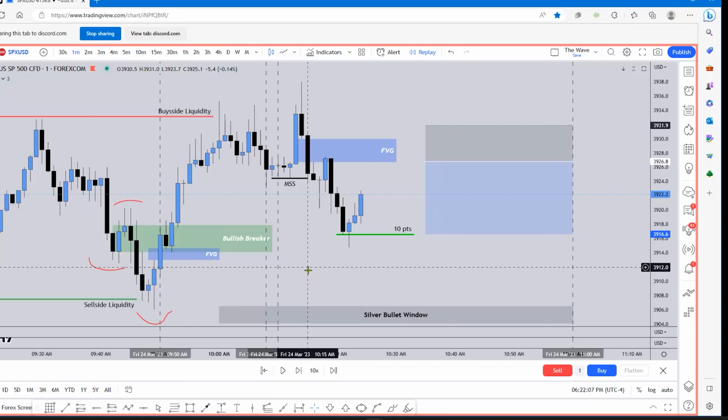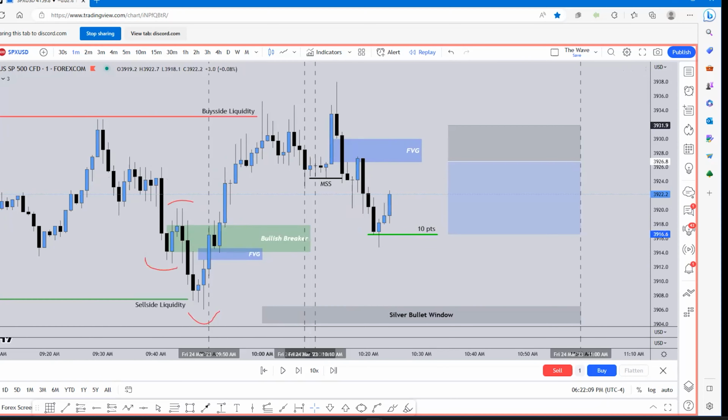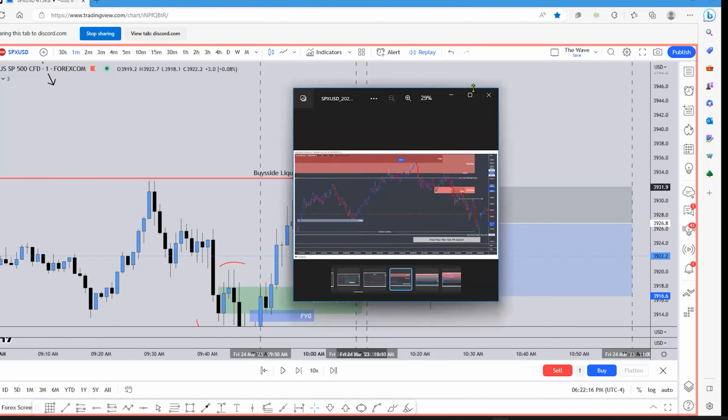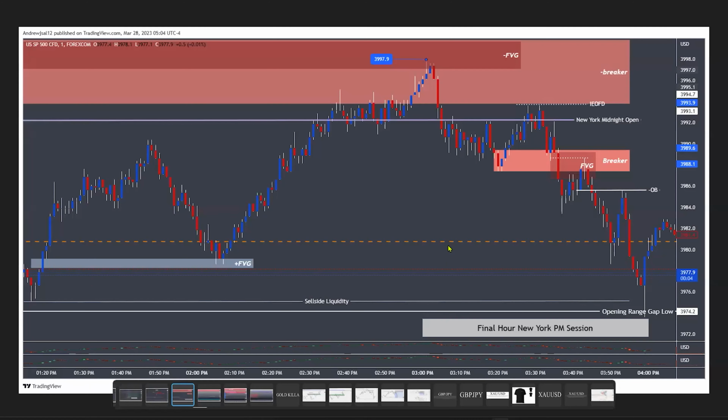So that is what I wanted to go over with you guys today in the classroom. I want to show you an example of a bearish breaker here. Okay. So this is in the PM session, our final hour of New York. So if I can annotate here. Where's my annotate button? Here we go.